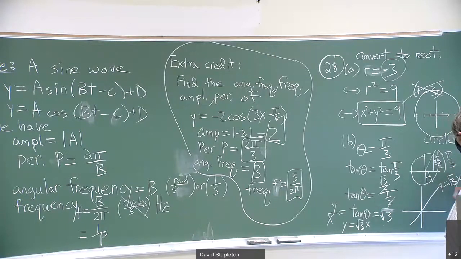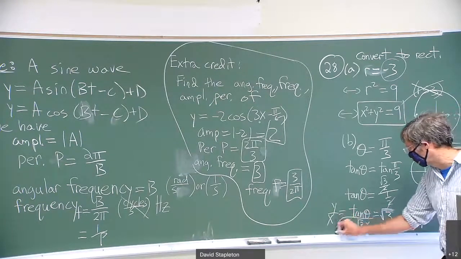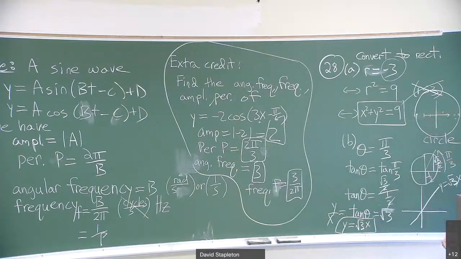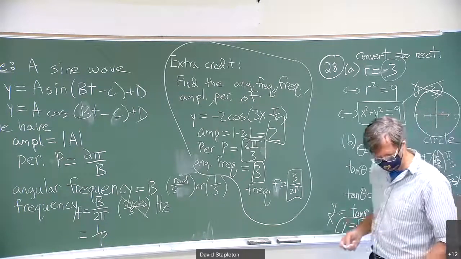So there's what the graph looks like. I didn't ask you for that, but be able to compute this, right? There's 28b. So theta equals a number is a line through the origin. R equals a number is a circle of radius absolute value of that number, centered at the origin.